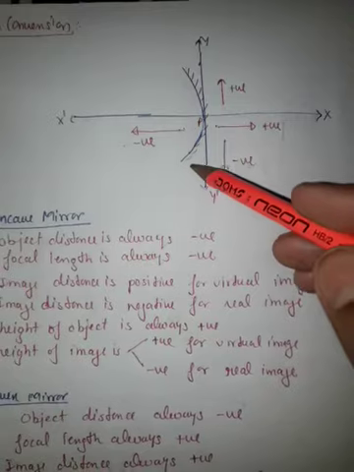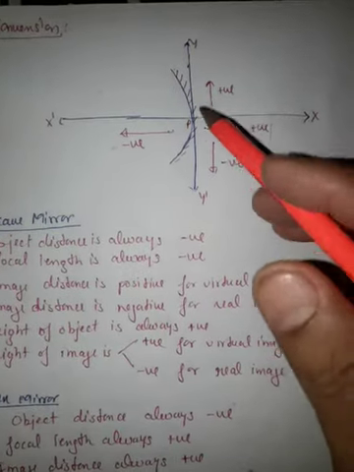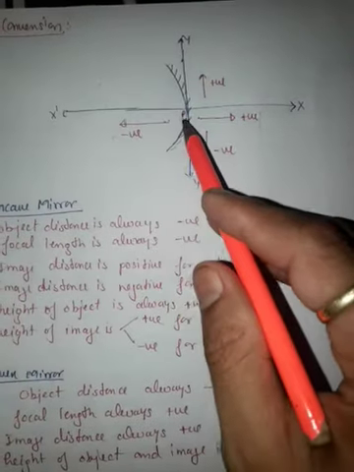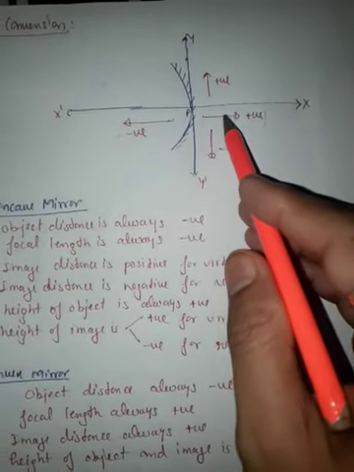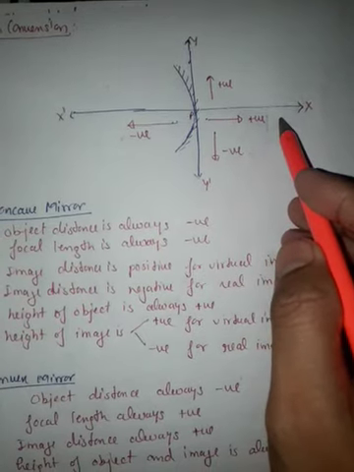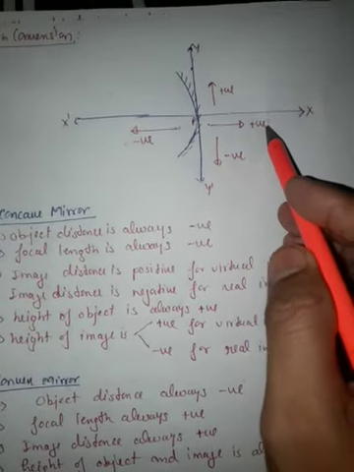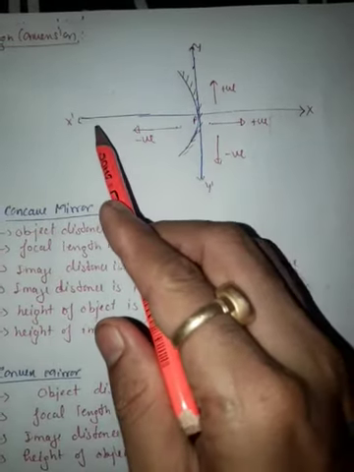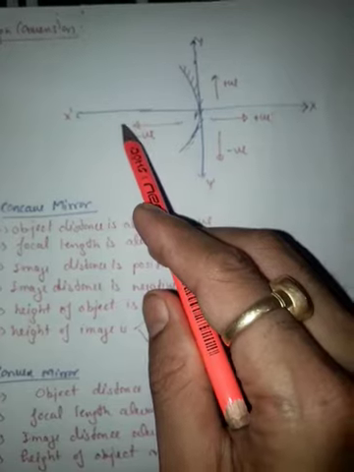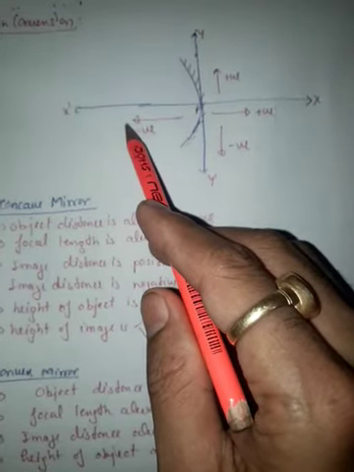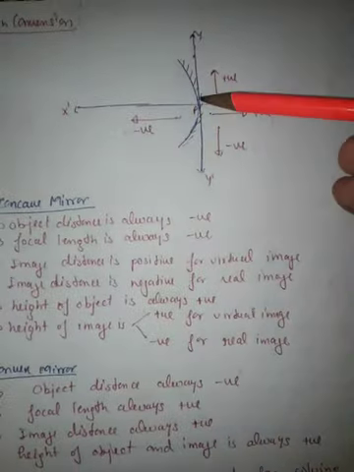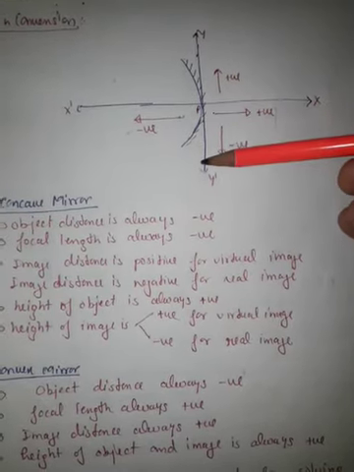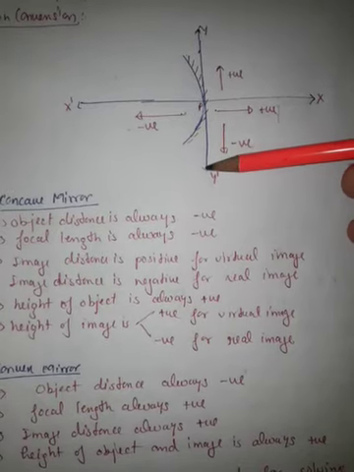See, I have taken a concave mirror here and I have drawn two axes, the x axis and the y axis. The distance from the pole along the positive x axis is always taken as positive distance, and the distance from the pole along the negative x axis is always taken as negative distance. The height of the object is always taken as positive, and the height of the image is always taken as negative.